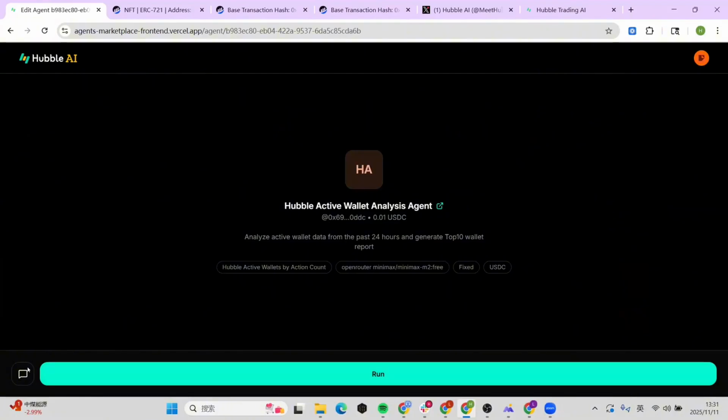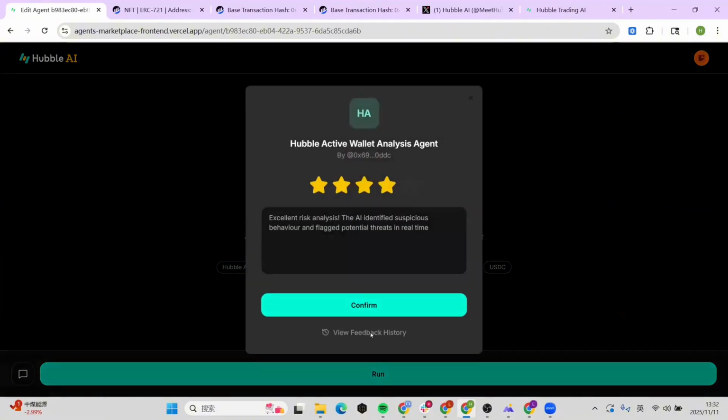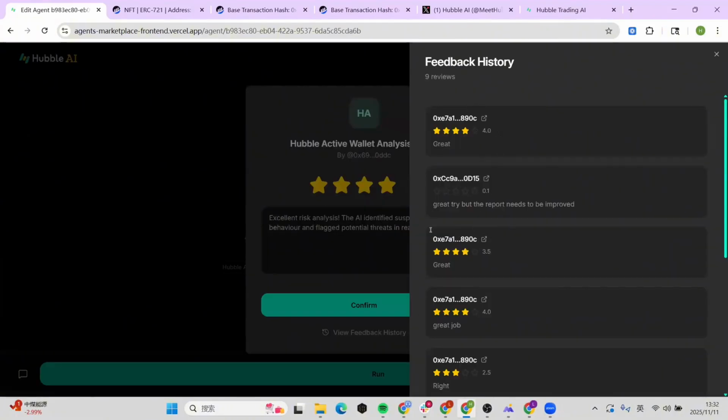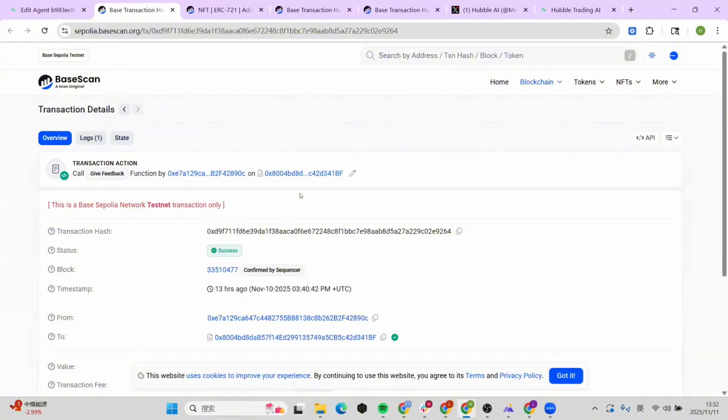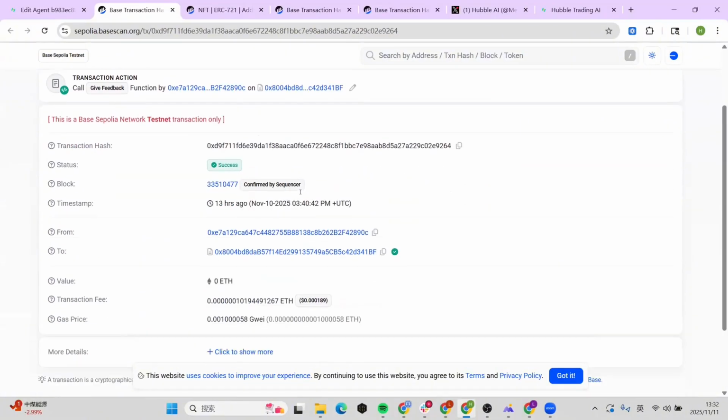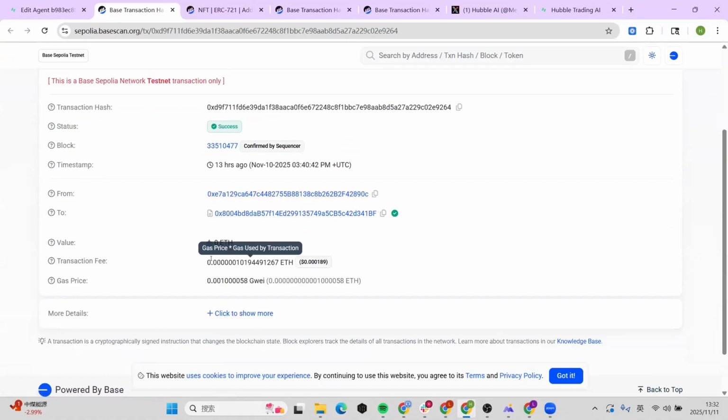Yeah, thank you. And you see when we view the feedback history, it's not in our database, it's on the blockchain. Each comment is on the reputation layer under ERC-8004. You see this give feedback function. We call this function, record the feedback and the score, save them in IPFS on-chain storage, and we pay some transaction fees to put it on chain.